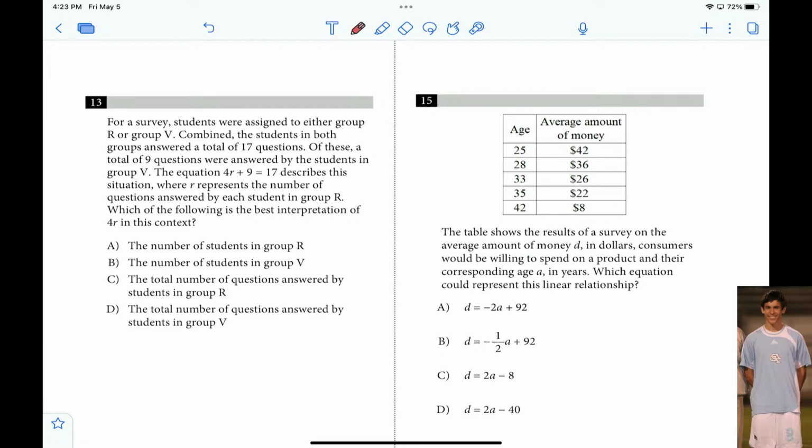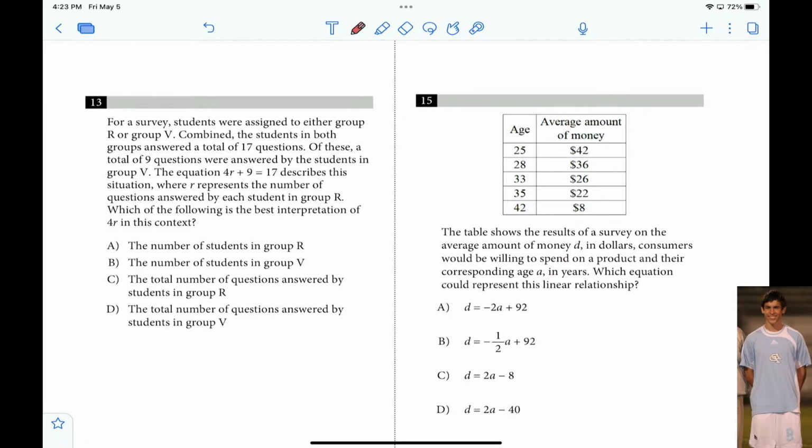All right, so number 13. For a survey, students were assigned to either group R or group V. Combined, the students in both groups answered a total of 17 questions. Of these, a total of 9 questions were answered by the students in group V. The equation 4R plus 9 equals 17 describes this situation, where R represents the number of questions answered by each student in group R. Which of the following is the best interpretation of 4R in this context?